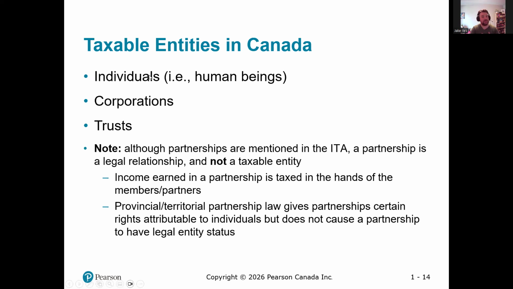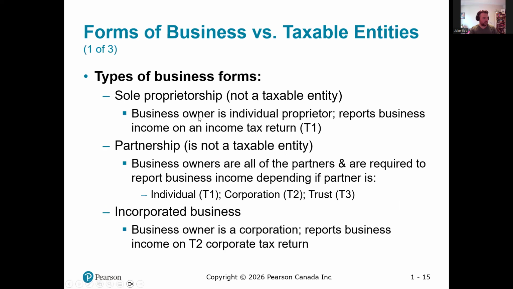So we have a lot of different types of businesses, but the Tax Act only concerns itself with three types of entities: individuals, corporations, trusts. I mentioned there's sole proprietorships and partnerships. Sole proprietorships and partnerships are not taxable entities. Individuals report on a T1. If it's a corporate business, the business owner is a corporation and reports on a T2 tax return. Corporations are legal structures that are separate entities from people for tax purposes and legal forms for liability.